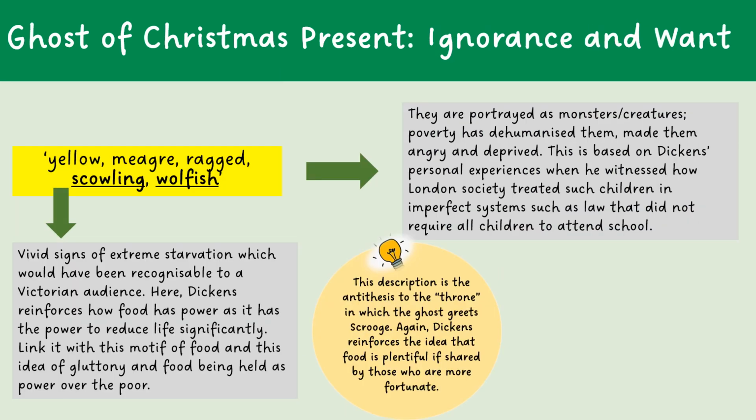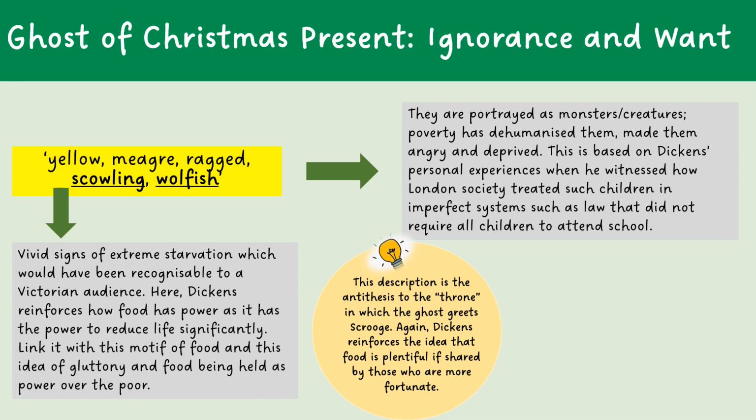And finally, we're going to look at the presence of ignorance and want. Now, we have got a whole other video on ignorance and want that you will be watching, okay? This is just a small snippet in relation to the Ghost of Christmas Present. Ignorance and want are described as being yellow, meagre, ragged, scowling, and wolfish. They are portrayed as monsters or creatures, inhumane.